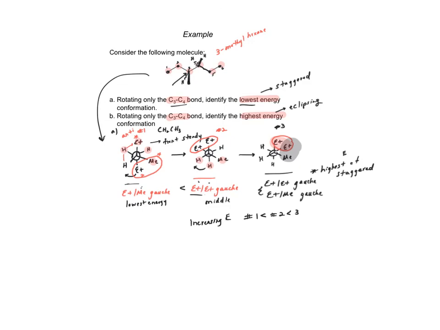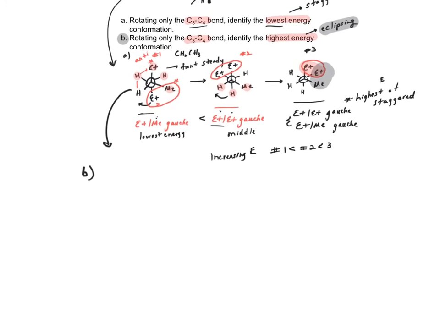Okay, so finally we'll move into B. So B, we're looking at the highest energy conformation. And when we're looking at the highest energy conformation, all we care about is the eclipsing conformations. So I'm just going to rotate. I'm going to take this guy and I'm going to rotate it to find the different eclipsing conformations. And again, I'm going to do the same thing I did before, where I keep that front carbon steady and I rotate the back carbon. So ethyl, we've got methyl, and we've got hydrogen.